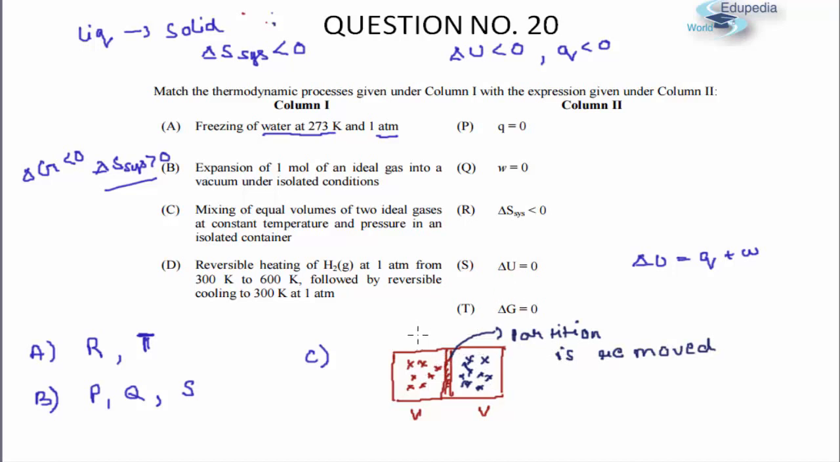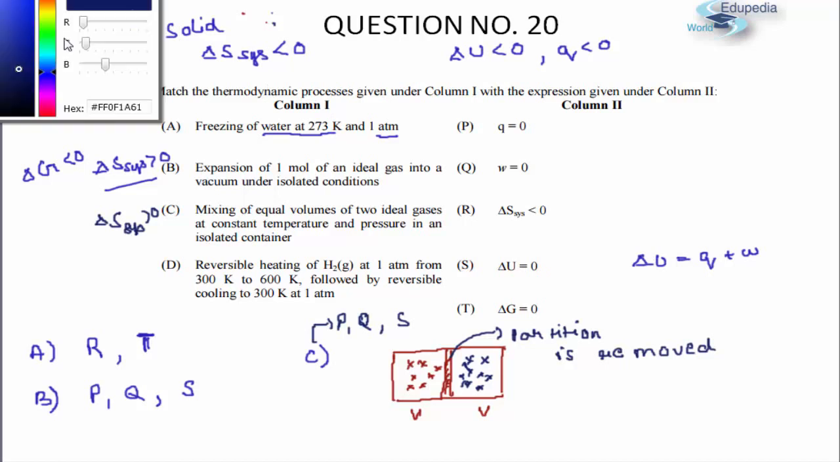So obviously there is going to be no exchange of heat. So C is definitely going to match with P, and obviously no work is done. Both of them are ideal gases, so it will also match with Q because there is no change in volume. It won't match with R because it is a spontaneous process and the gases are mixing into each other, so there is an increase in the randomness of the system. So obviously delta S system will be positive in this case. And S will also match, because Q and W are 0, so obviously delta U will also be 0.